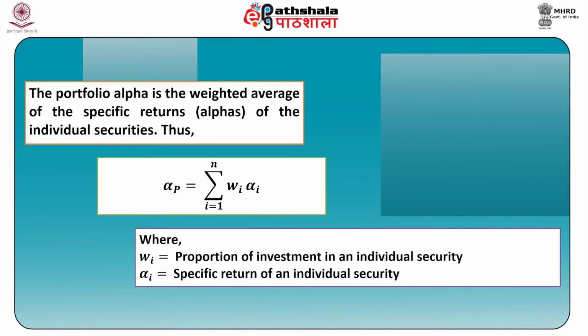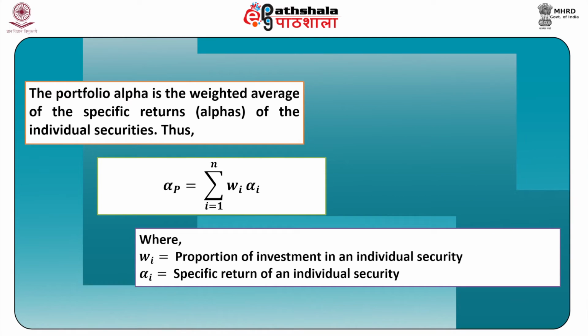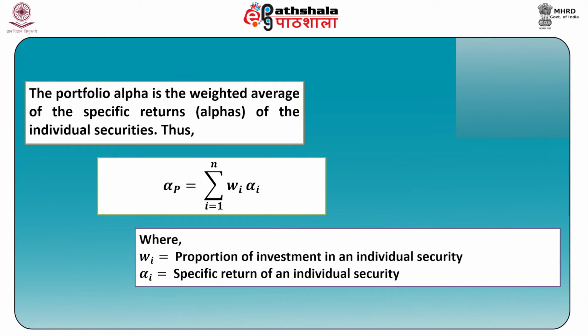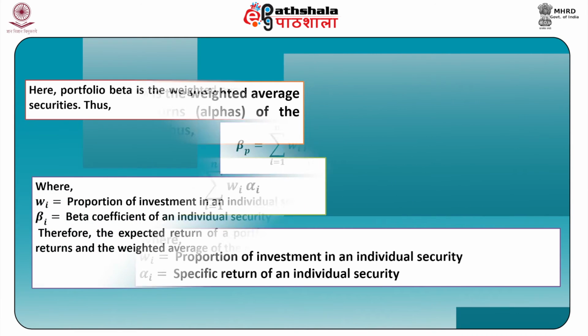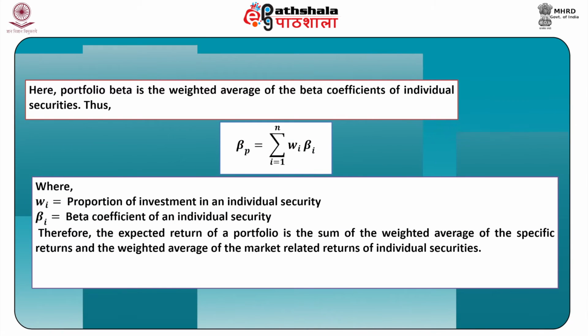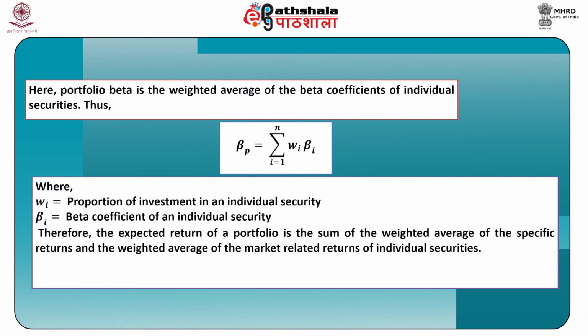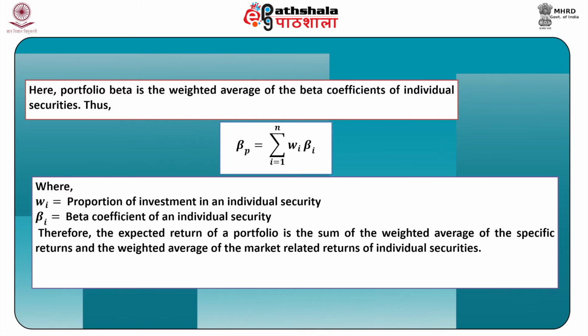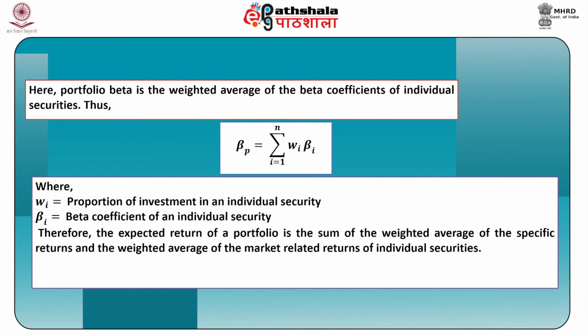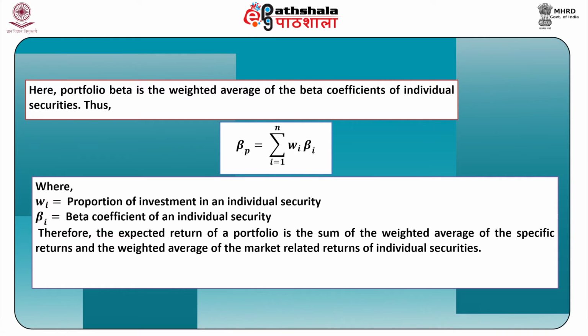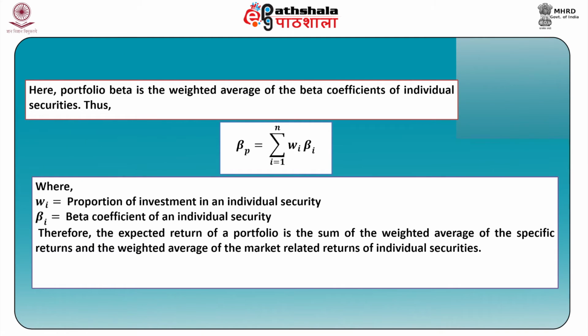Equation 5, where Wi is equal to the proportion of investment in an individual security. Alpha i is equal to the specific return of an individual security. Here, portfolio beta is the weighted average of the beta coefficients of individual securities. Thus, beta p is equal to summation i equals 1 to n, Wi into beta i. Equation 6, where Wi is equal to the proportion of investment in an individual security. Beta i is equal to the beta coefficient of an individual security.